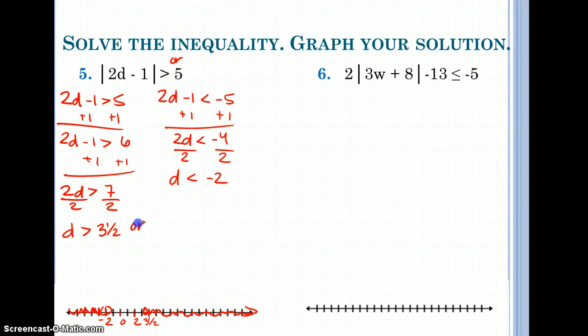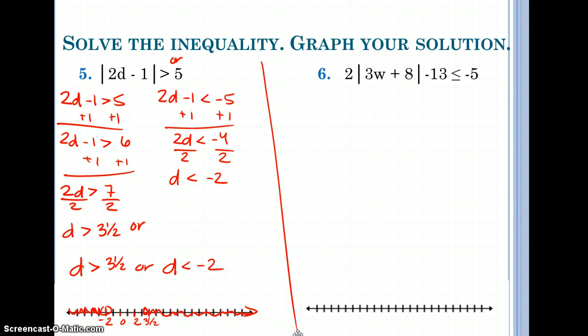So this is indeed an or statement. If it bothers you that that's way down here and that's way up here, I'll fix it. D greater than 3.5 or D is less than -2. Okay, last one for us.